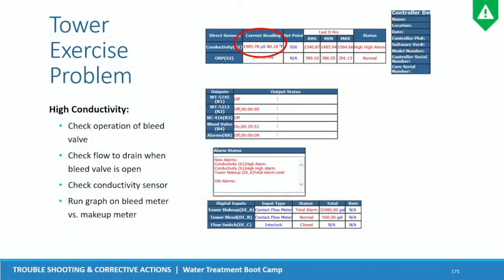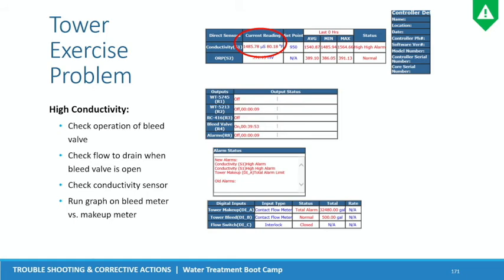Now, this one's going to take a little bit more intuitive digging. So I'll give you hints. Look all around on it. Look down at the bottom. You can see how much makeup the tower's gone through, how much bleed. Is the tower even on? I'll tell you when it says closed, that means the tower's on. So kind of look at everything. So what do we think would maybe cause high conductivity in a system?